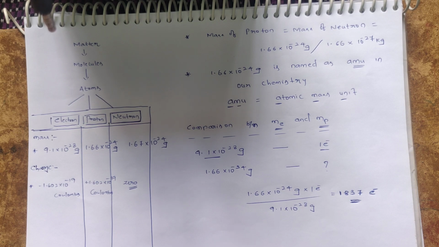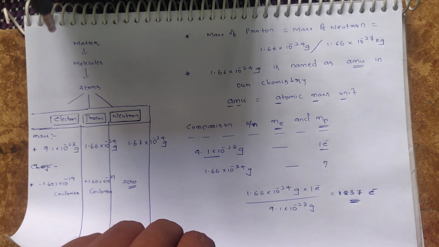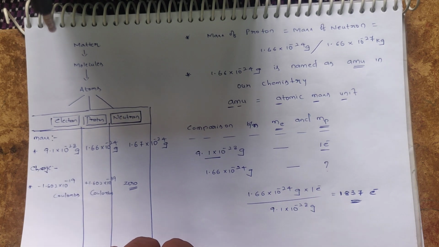But practically speaking, the maximum number of elements is 118. If you consider the first element, hydrogen, how many electrons are present? One electron, one proton, and no neutron. We know that the atomic number represents the number of electrons as well as protons. Take the last element, the 118th element, whose atomic number is 118.